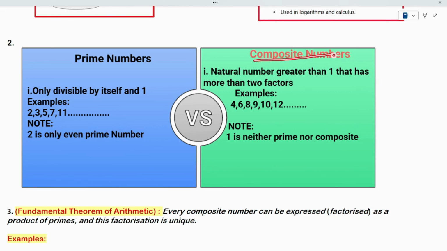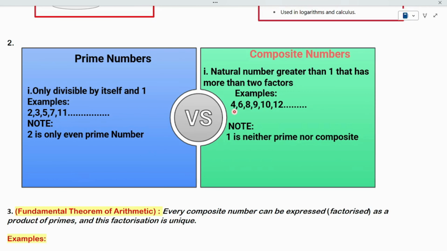Composite number. What is a composite number? A composite number is any natural number greater than 1 that has more than 2 factors. What's the difference between a prime number and a composite number? Simply, a prime number has only 2 factors, either itself or 1. Only 2 factors. But in the case of a composite number, it has more than 2 factors.